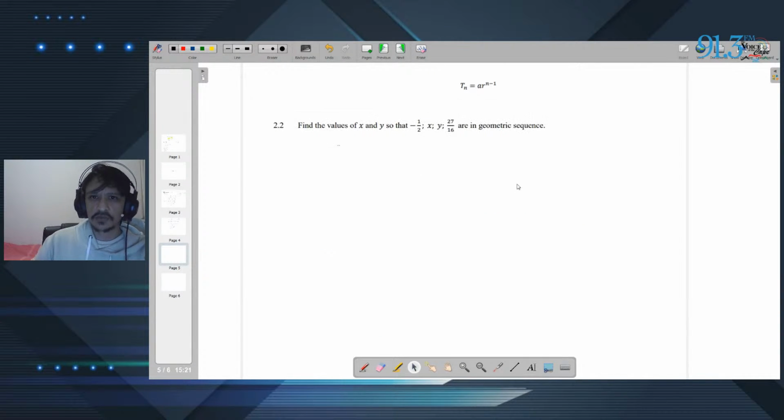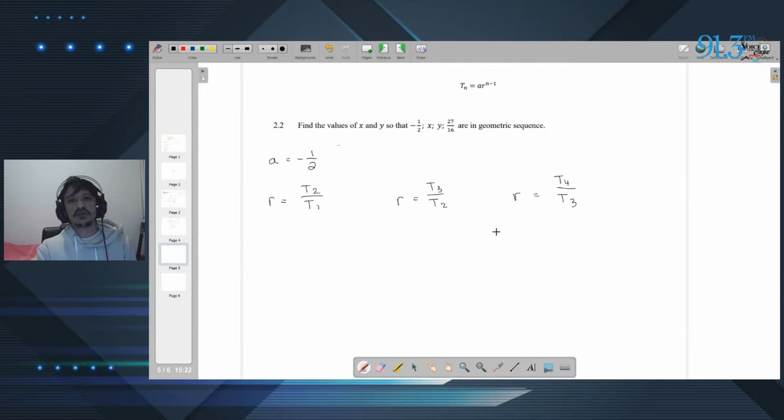So let's give it a go. So our first term, we know that a is equal to negative a half. This R value is a ratio, right? And that R value is found by taking the second term and putting it over the first term. Okay? And the same can be said for this. Our R value is also going to be our third term over our second term. And we can also say our R value will be our fourth term over our third term. It should all be constant. The ratio should remain constant no matter what.